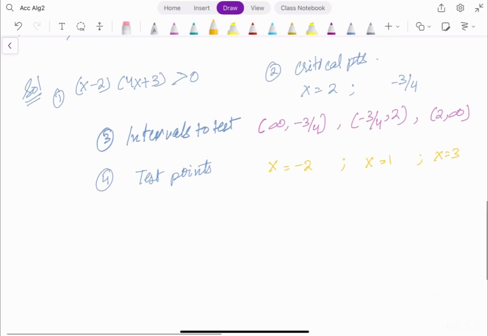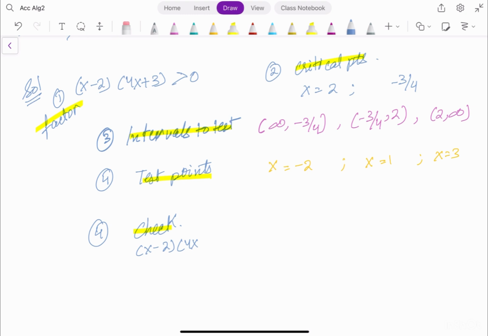Now step number 5, check these test points. So we have the factored form. Let's check. Again, when we are checking, there is no need to evaluate. Just check whether it holds true or not with the inequality. So if you follow these 5 steps, your answer will be correct every single time. So let's check.